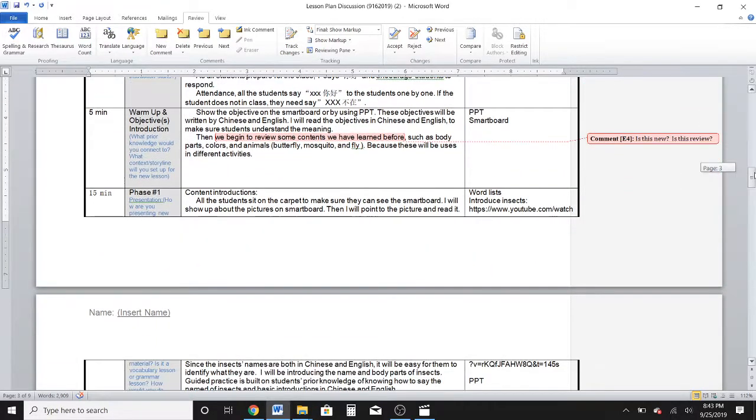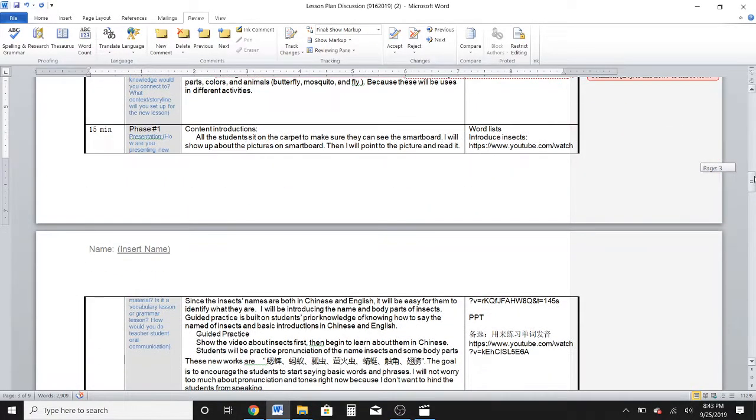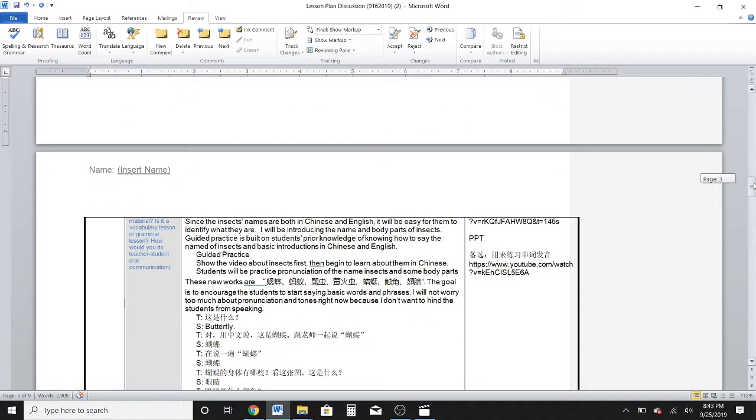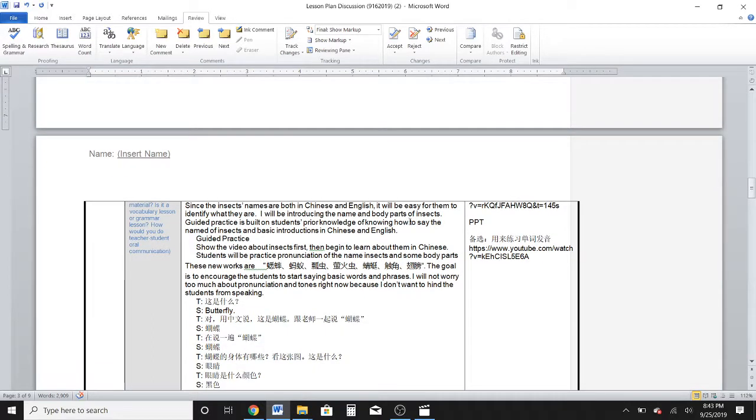Okay, so now we're on to phase 1. How are we presenting the material? Okay, all students will sit on the carpet to make sure they see the smartboard. They will show the pictures. Okay, good. And they'll point to the picture and read it. I love that this person put the rationale in there. I need to see what it is you're doing. So, I love that I can see what you are doing and why.